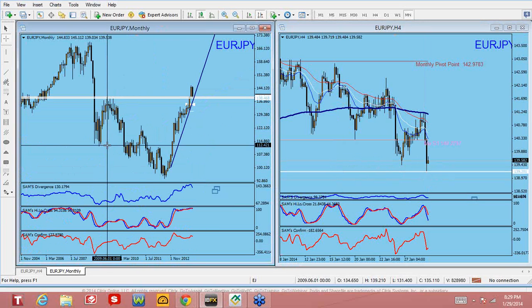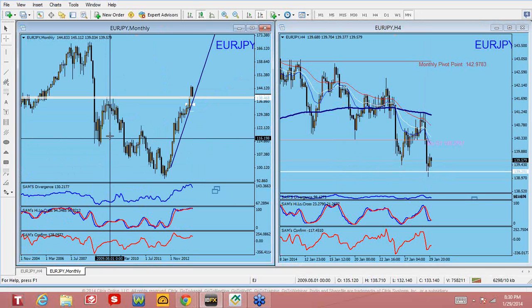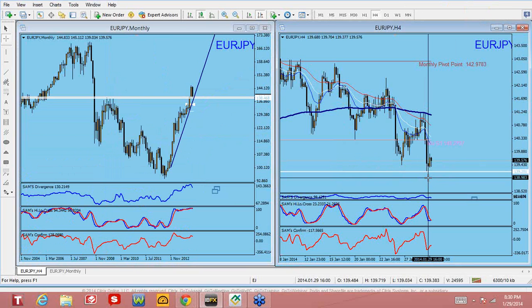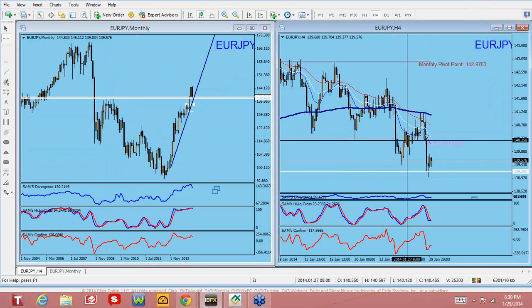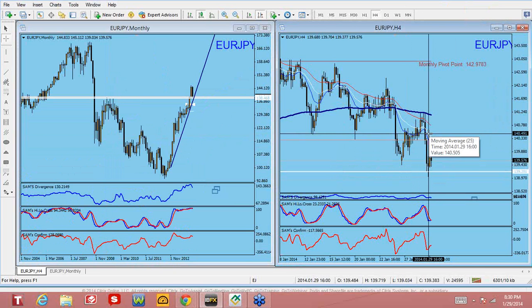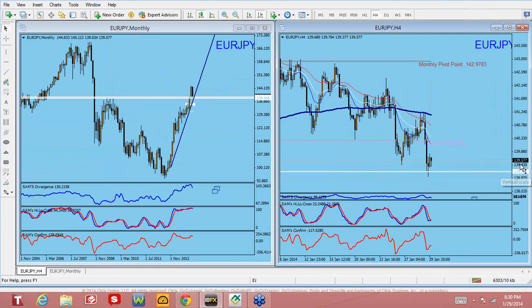Look at this high here. Okay, this is 139.21. This is 139.21. We made a low here. No, this one is the low. I was missing that. 139.03. All right, anyway, so we are above that right now, 139.57.